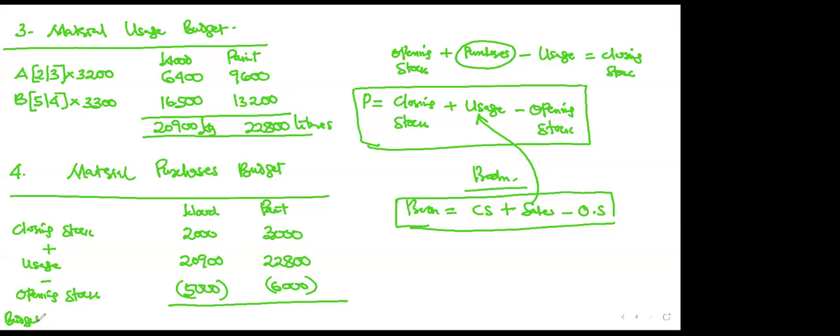You see that this is what you want to purchase. Budgeted purchase, but this is the quantity. Add them for me. Wood is 17,900, and paint will be 19,800. Now, this is the quantity you are expecting to purchase. Let me go to the next page. We have budgeted purchase quantity.